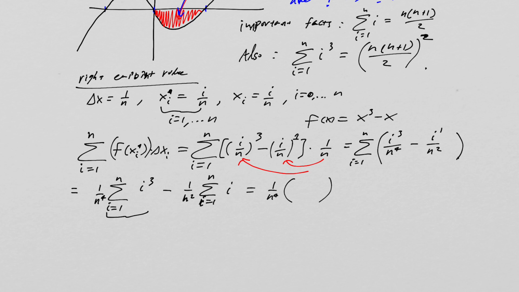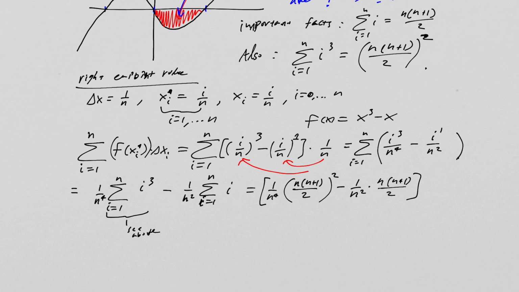This object right here, of course, is going to be, see above, we just found out what that is, and that's going to be n times n plus 1 all over 2, quantity squared. And now we have this 1 over n squared times n plus 1 over 2. All right. So here is our quantity.